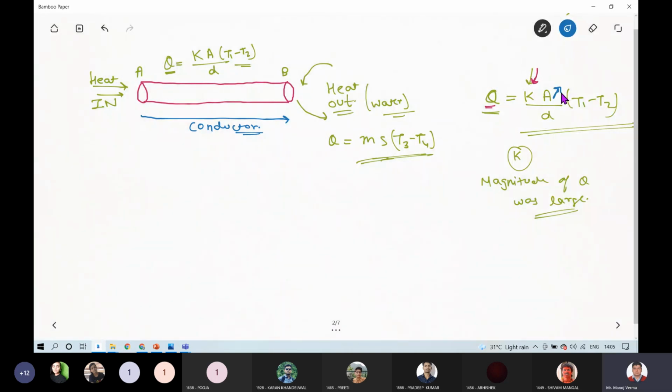Basically what I am saying is, if I have to use the same setup to observe the K value for a bad conductor, my K is going to decrease, yes, but I can increase my A, the area of cross section, I can decrease my d, and I can increase this temperature gradient. But practically this is not much feasible, because your T1 and T2 cannot exceed more than, let's say, 70 to 80 degrees.